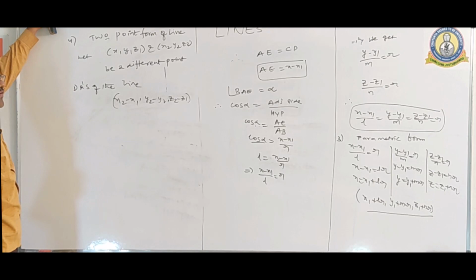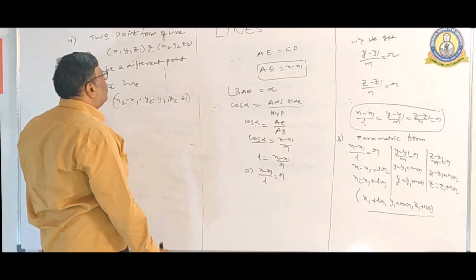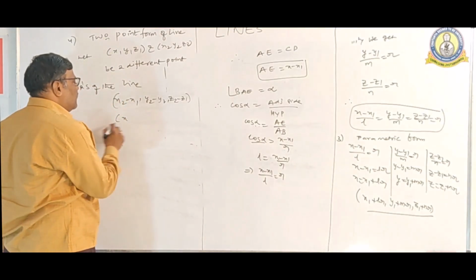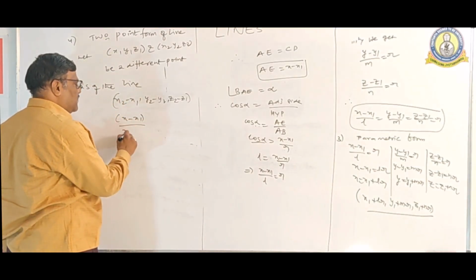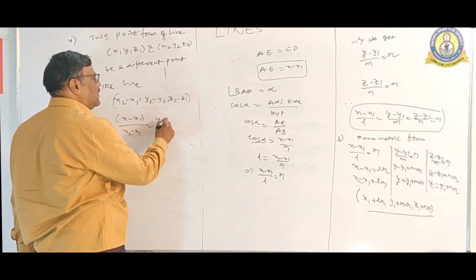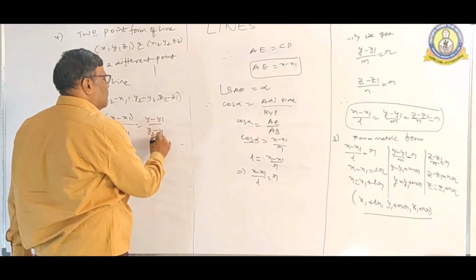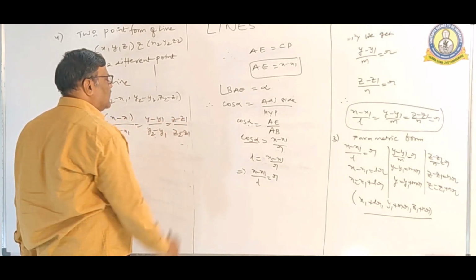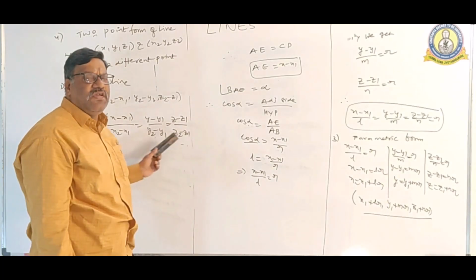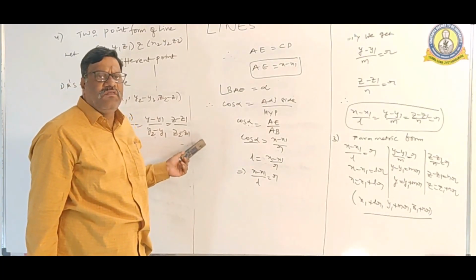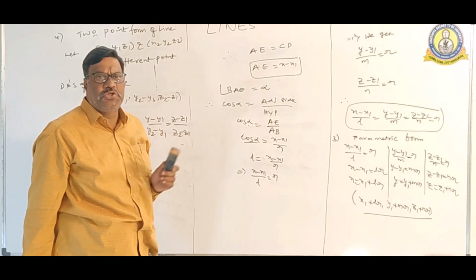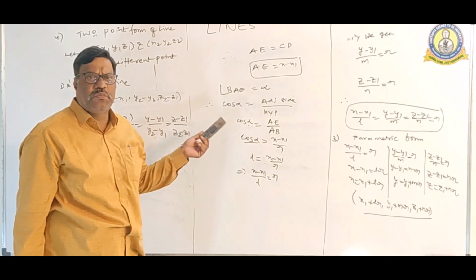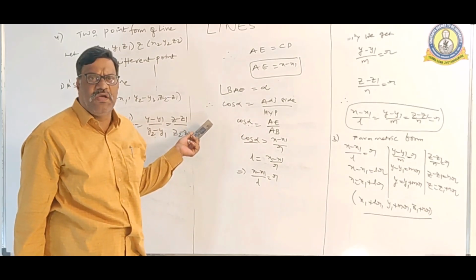So, if I want to find the equation of the line in symmetric form, x1, y1, z1 and x2, y2, z2 are the two points. Hence, the two-point form becomes x minus x1 by x2 minus x1 is equal to y minus y1 by y2 minus y1 is equal to z minus z1 by z2 minus z1. This form is very much familiar from the form which we have studied in our 10 plus 2 classes. There you study the two-point form as x minus x1 by x2 minus x1 equal to y minus y1 by y2 minus y1.